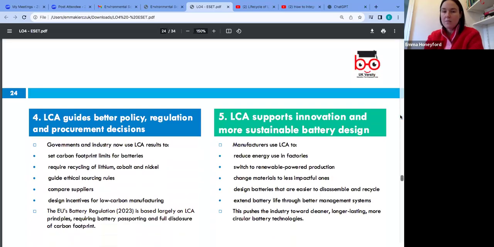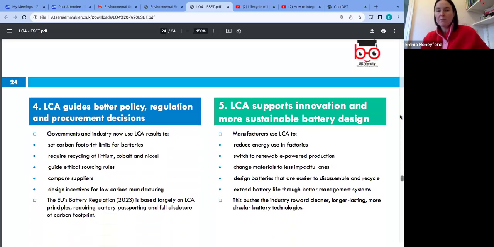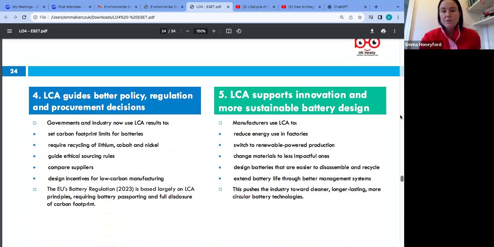So LCA guides better policy, regulation and procurement decisions. Governments and industry now use LCA results to set carbon footprint limits for batteries. And then we have the EU's battery regulation, just something to be aware of there. 2023 was brought in. It's based largely around the LCA principles, requiring battery passporting and full disclosure of carbon footprint.